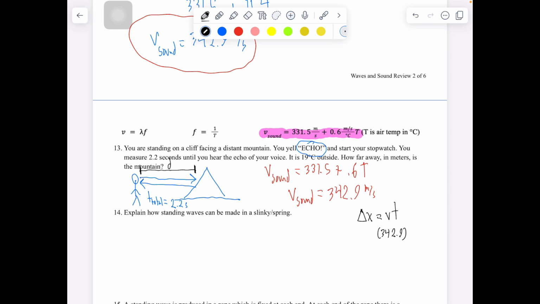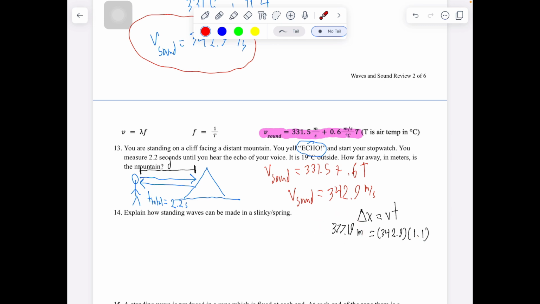What we really want to plug in, since we're only looking for how far away is the mountain from where we are standing, we don't want the time it takes to go there and back, we just want the time it takes to get there. The time it takes to get there is just going to be half of that total time, since it's traveling half that distance. Plug in 1.1 seconds. Now we're all set. We can go ahead and multiply these. If we do that, we're going to get our answer: 377.19 meters away.